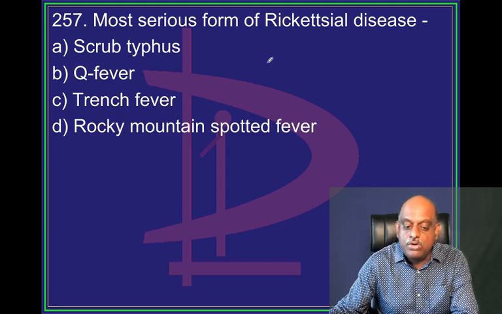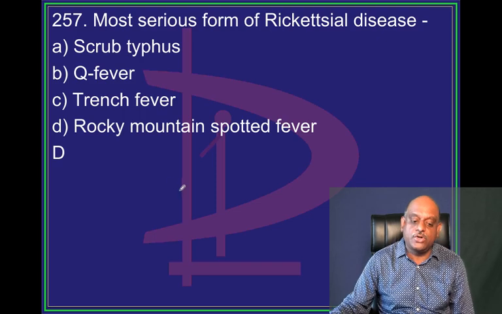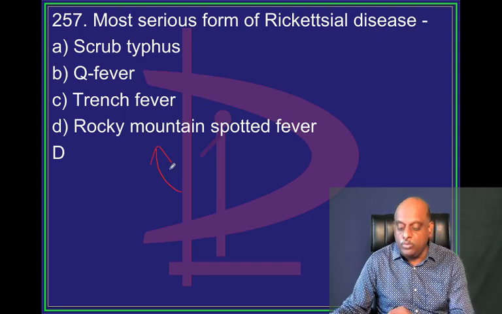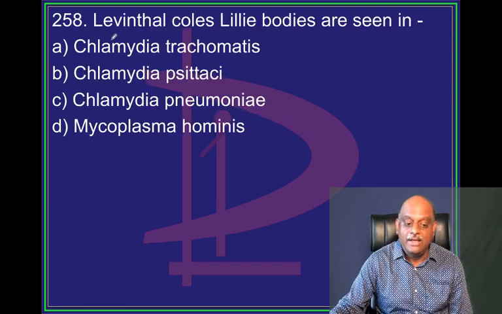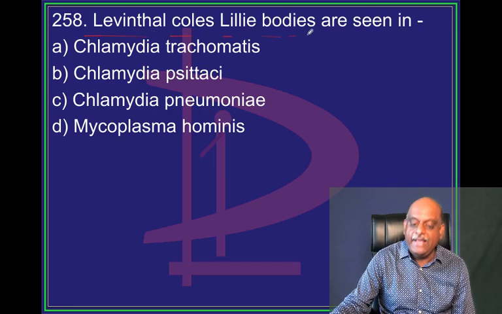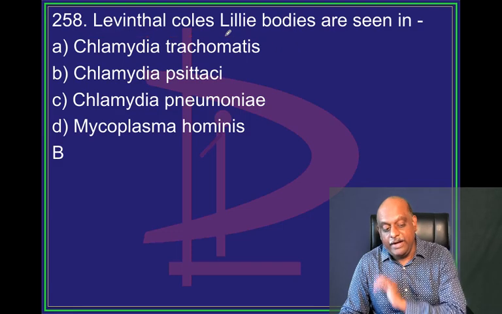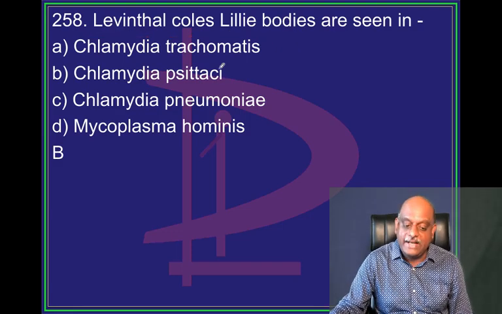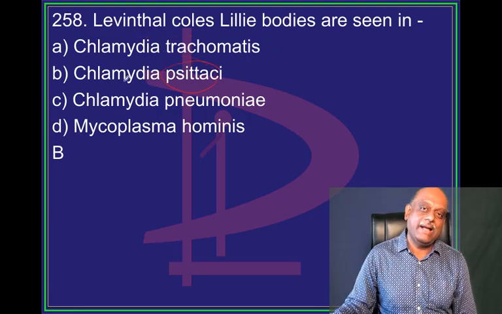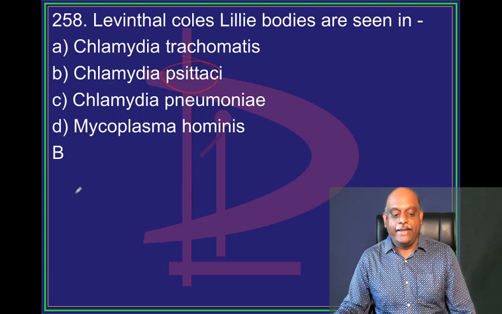What is the most serious form of rickettsial disease, doctor? Rocky Mountain Spotted Fever. Negri body. With this, we will call it a day, doctor. It is typically seen in case of rabies, is what you should remember.